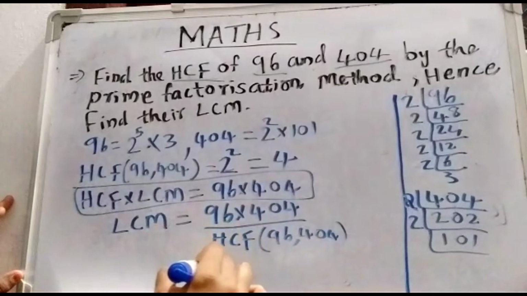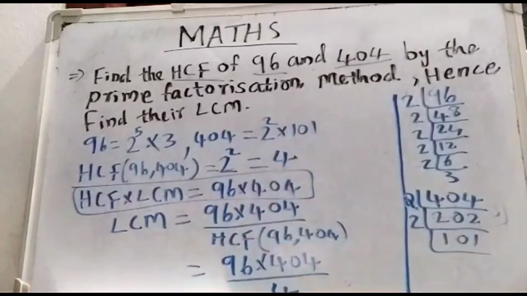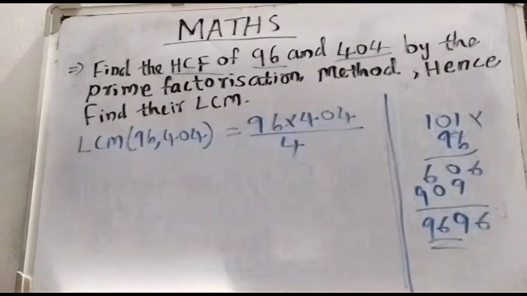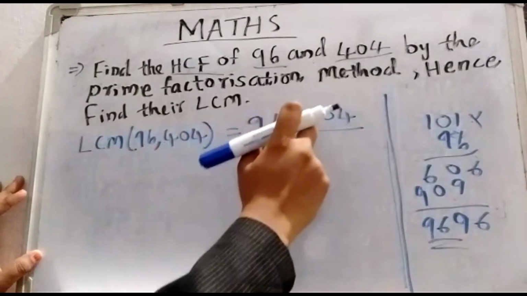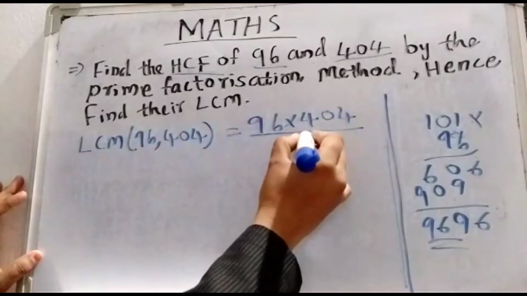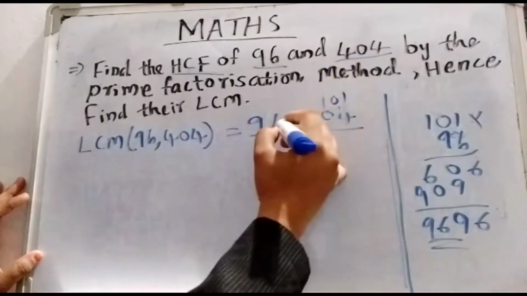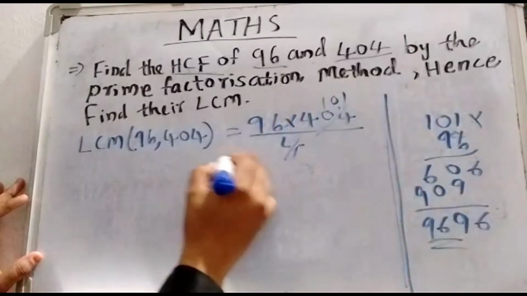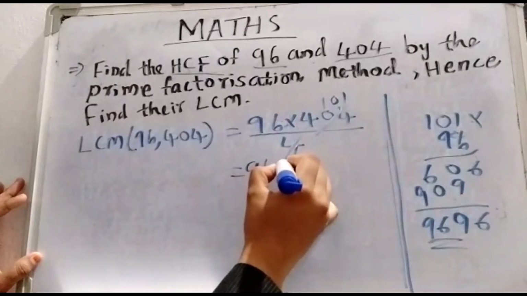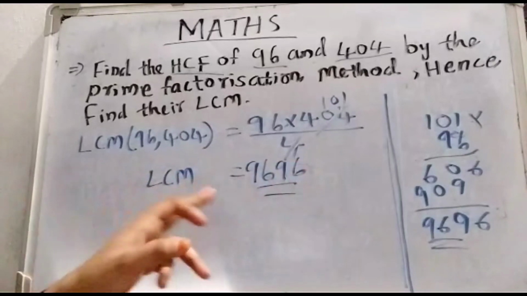Clear? So just substitute 96 into 404 divided by HCF, what? 4. Okay. So LCM of 96, 404 is equal to 96 into 404 by 4. So cut 4 and we get 101. Okay. So 96 into 101, 9696. So LCM is equal to 9696.